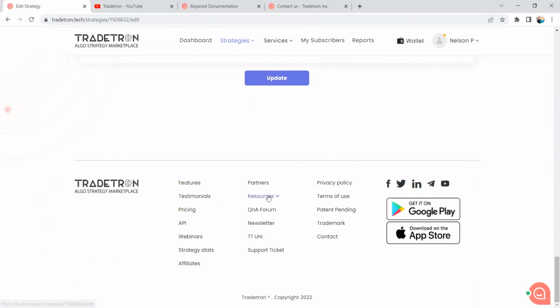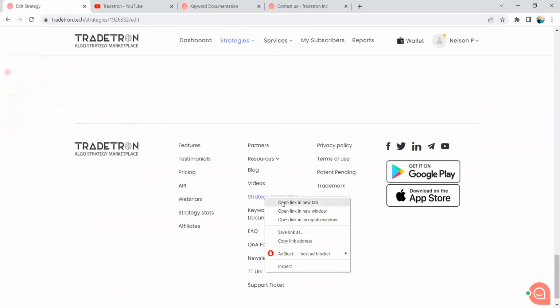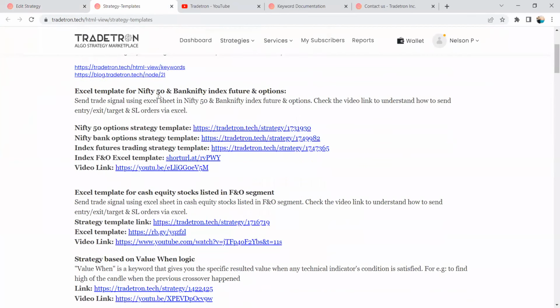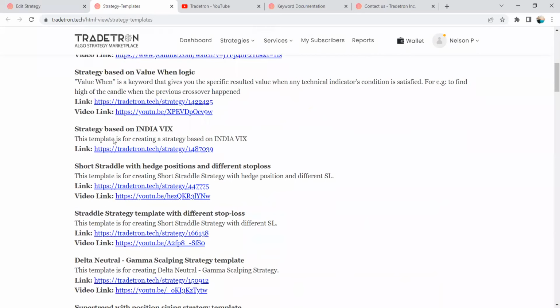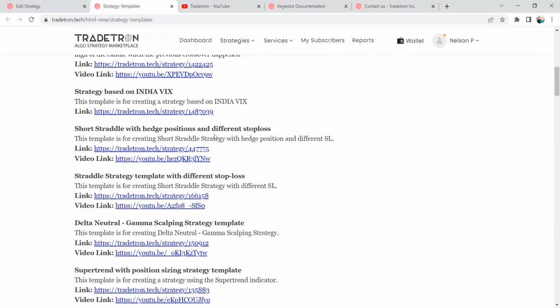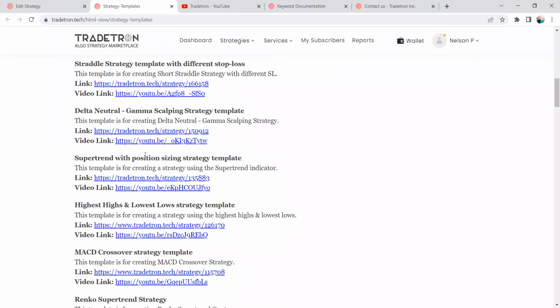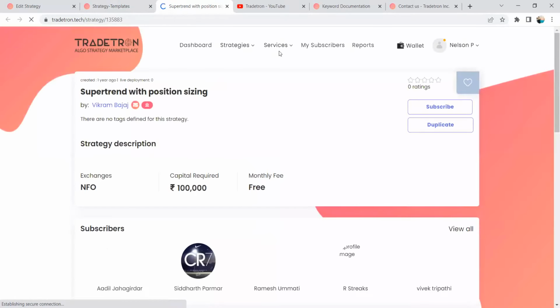Yes. So over here, in the resources section, we have this strategy template. So over here, these are different strategy templates. For example, this is the previous webinar that we had. Based on that, whatever strategy we have created with hedge positions, etc., you will find the link of the strategy over here. So what you can do is, for example, I will just show you. If I want to test how this strategy is working, then I will click on this strategy template over here. And I will simply click on duplicate.